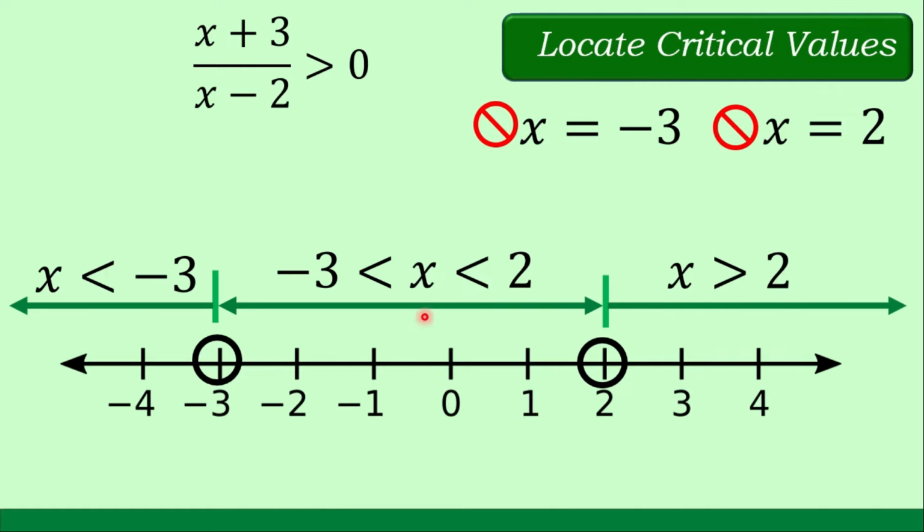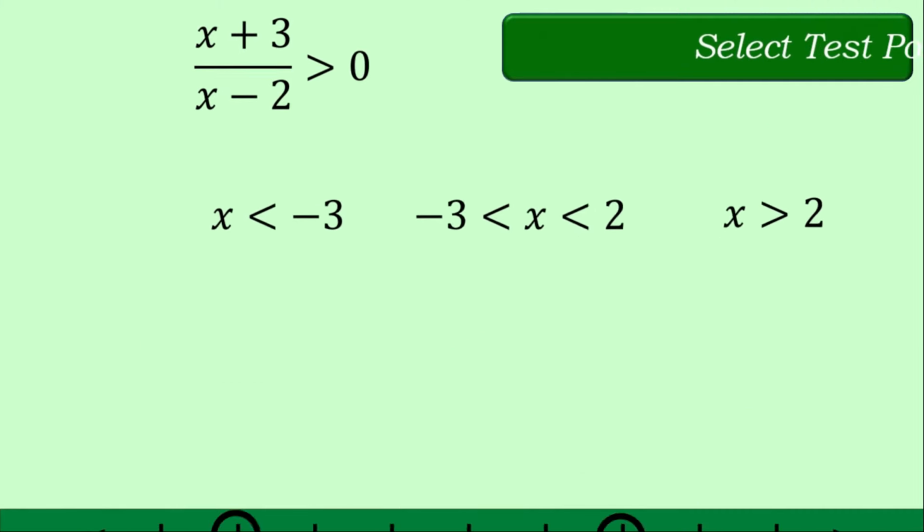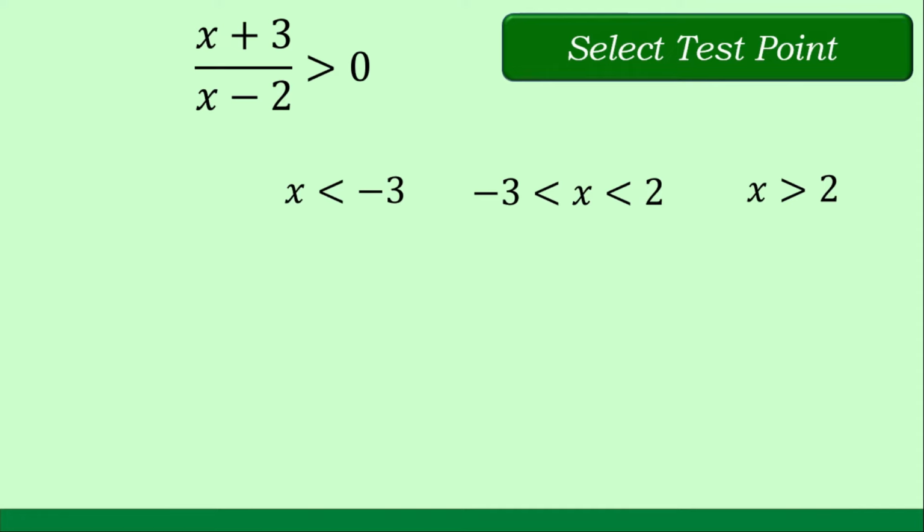We also have x greater than -3 and less than 2. And our last interval is x greater than 2. Why is it important to have our intervals? We will be using that in our next step. Now let's take that out. And our next step is we will select a test point.